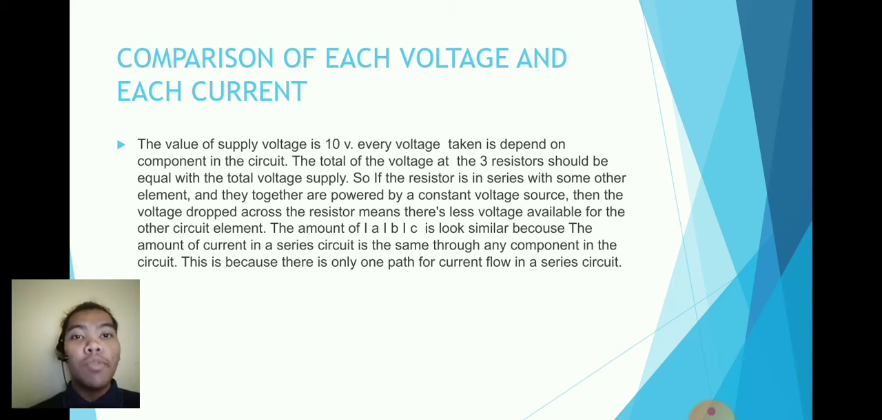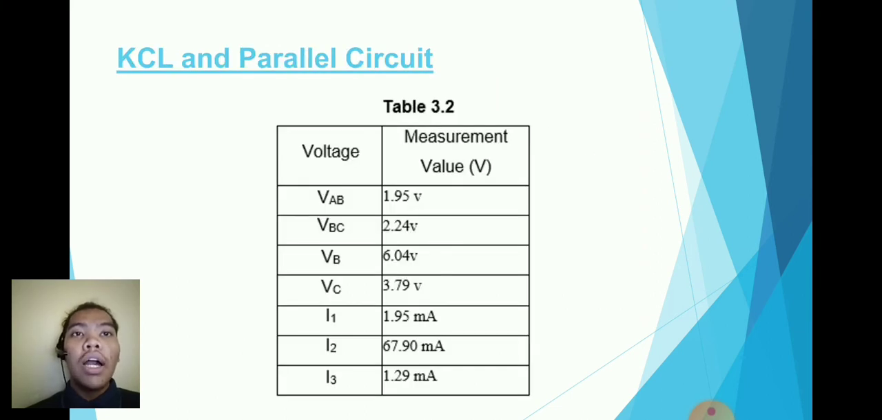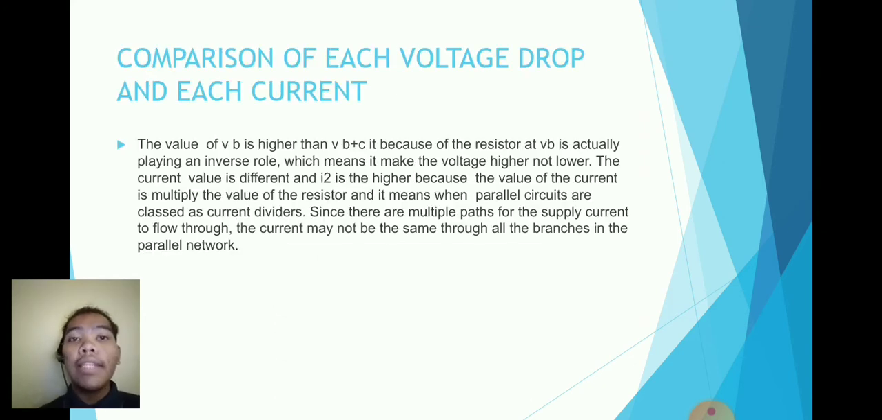Okay, let's move to the other result, which is the parallel circuit. As you can see in this circuit, the voltage value is different and never the same as the others, and the current value is also different from the others. It's not similar. So why does this happen?